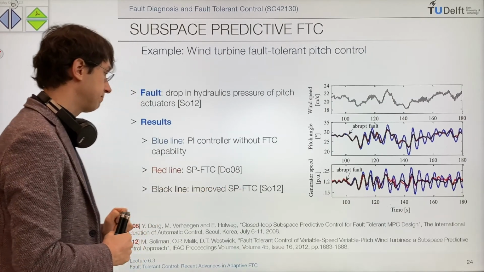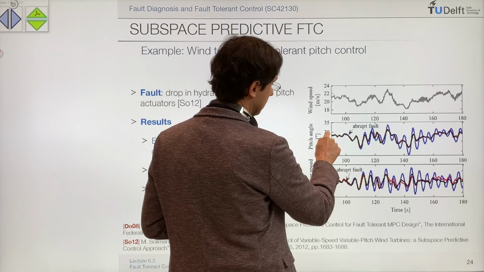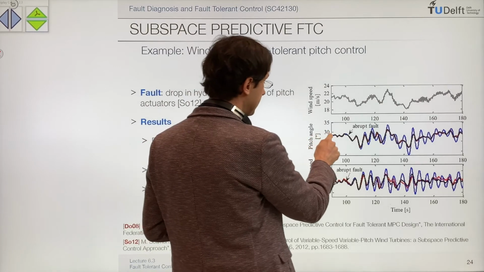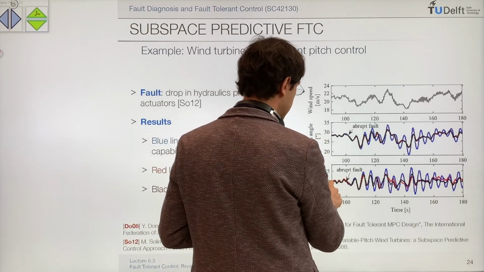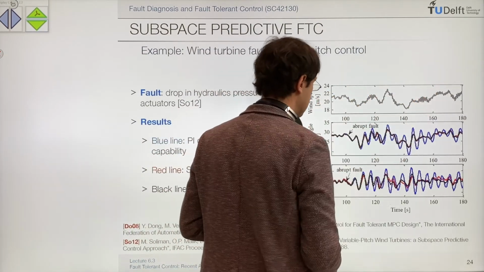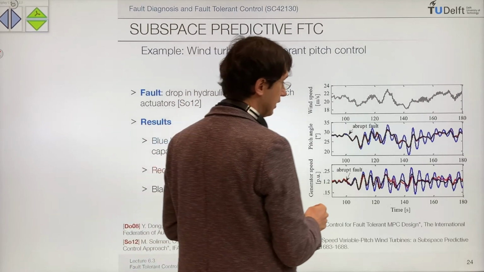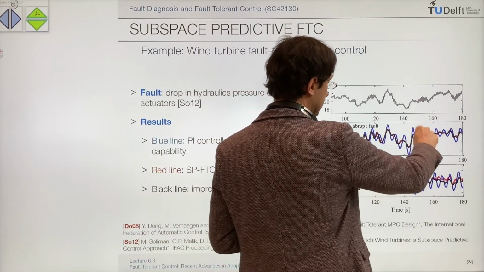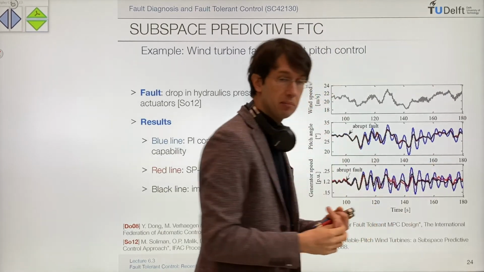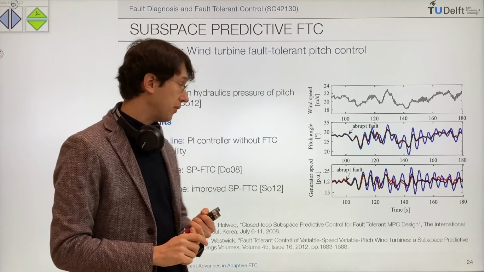So what you see is, before the fault, all three controllers are behaving pretty much the same, and the pitch angle and the generator speed are somewhat smooth, even if you have disturbances, because the wind speed is not constant. But after the fault, you start to have oscillations. Because of the fault, it is more difficult for the turbine to track the desired speed and generator power.